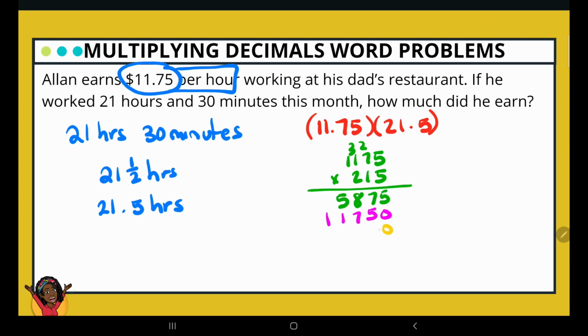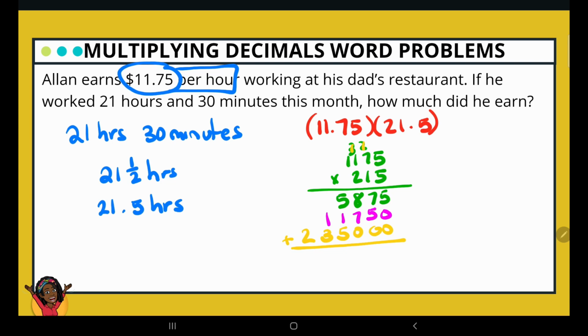Now we're going to put two placeholders. 2 times 5 is 10. 2 times 7 is 14 plus 1 is 15. 2 times 1 is 2 plus 1 is 3. And then 2 times 1 is 2.